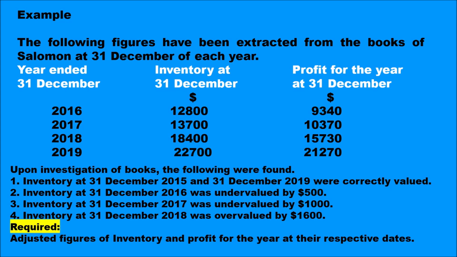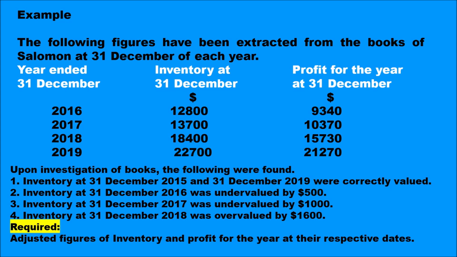Inventory at 31st December 2015 and 31st December 2019 were correctly valued. Inventory at 31st December 2016 was undervalued by $500. Inventory at 31st December 2017 was undervalued by $1,000. Inventory at 31st December 2018 was overvalued by $1,600. And required would be the adjusted figures of inventory and profit for the year at their respective dates.